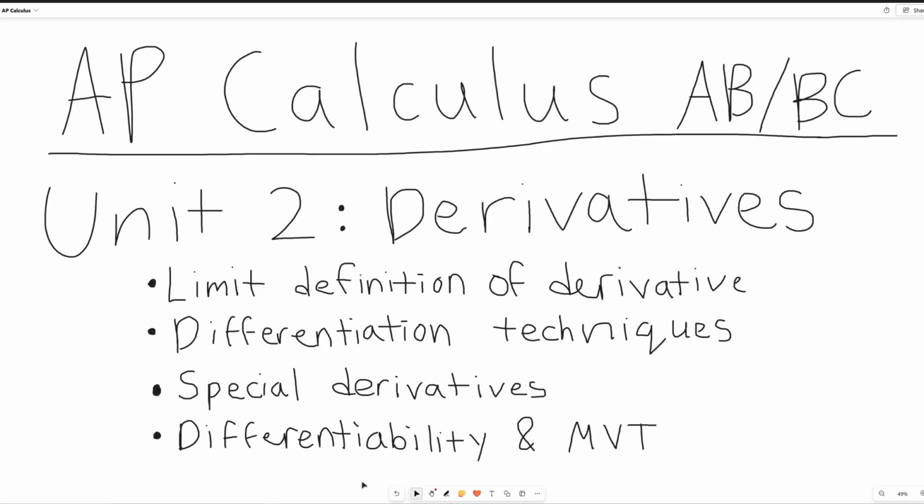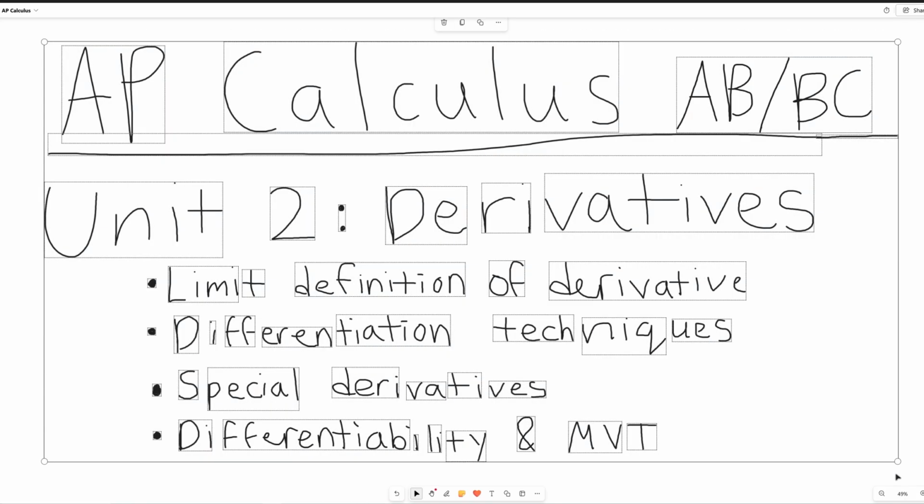Hello, this is Ezra back with AP Calculus A, B, and BC review. This is Unit 2 Derivatives, where we cover the limit definition of the derivative, different techniques for differentiation, special derivatives, which can't be derived from the normal techniques, and we cover differentiability and mean value theorem. So let's get started.